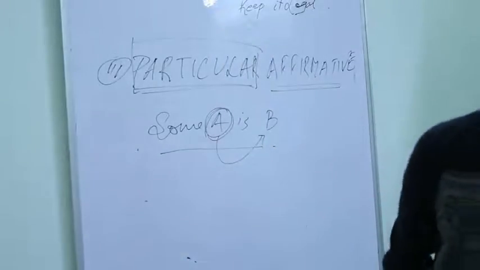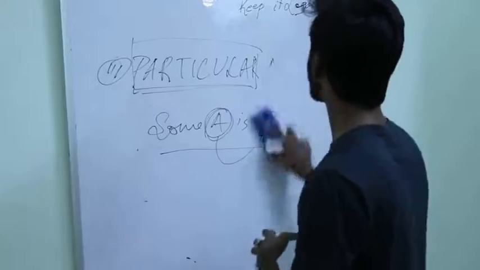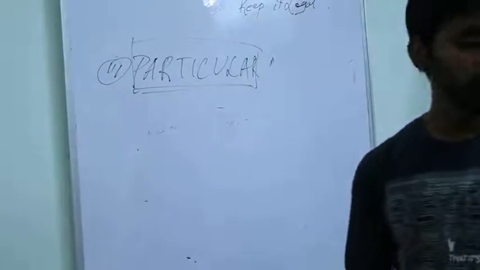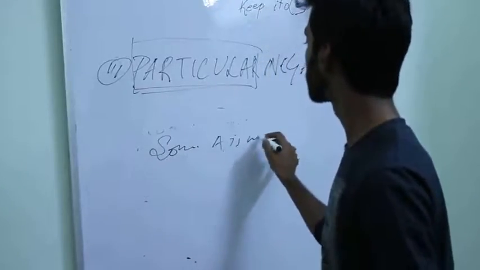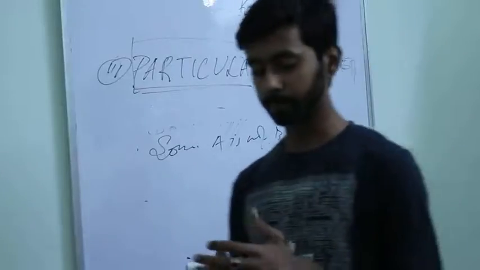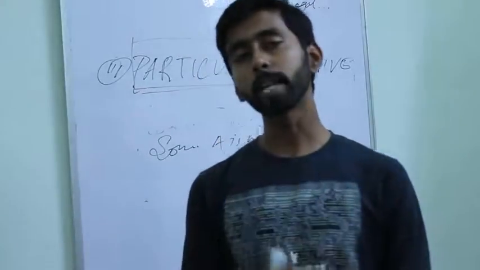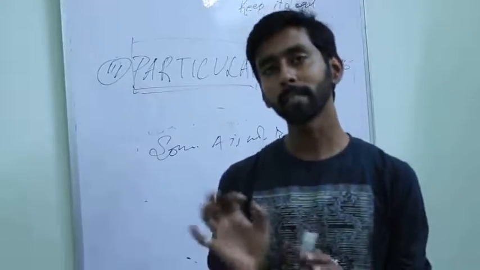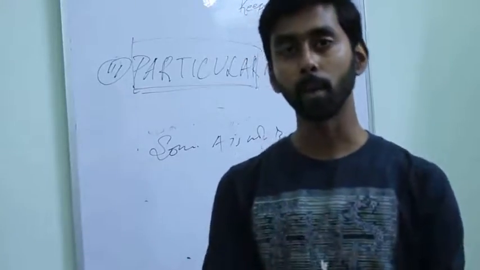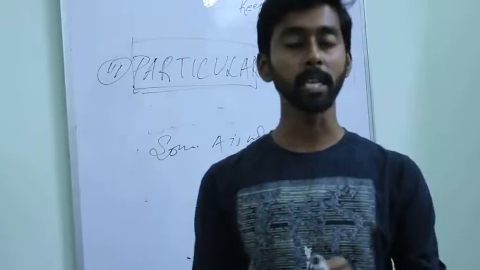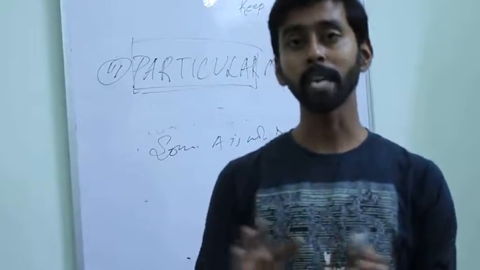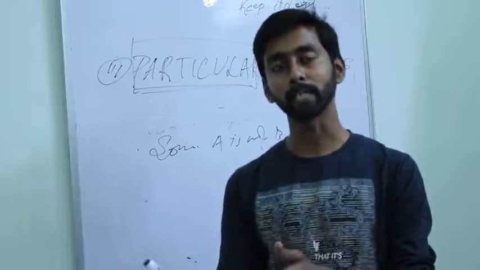Coming to the fourth kind of proposition, it is the particular negative proposition. The particular negative proposition shall be: some A is not B. That means we are talking about only certain elements of A which are not B. Some A is not B. This does not mean that some A is B. This means some A is not B. Particular and negative at the same time.